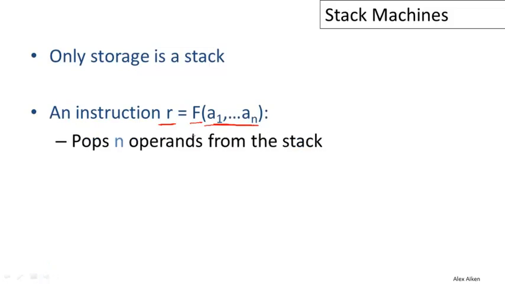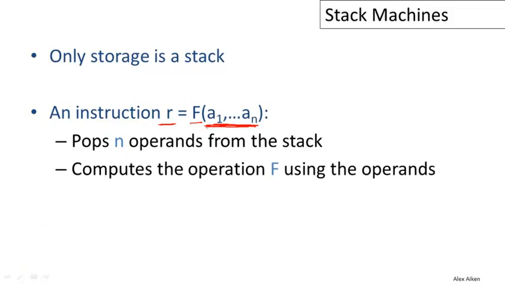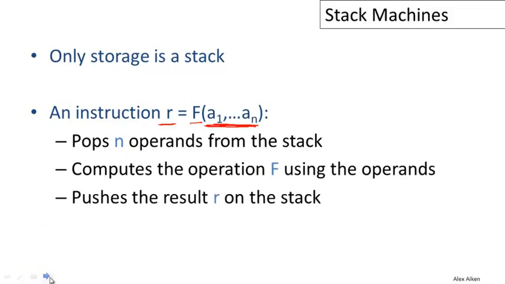What that does is it'll pop n operands from the stack. So the arguments a1 through an are stored at the top of the stack. It will then compute the function f using those operands, and it will push the result r back on top of the stack. Okay, so let's take a look at a simple example.